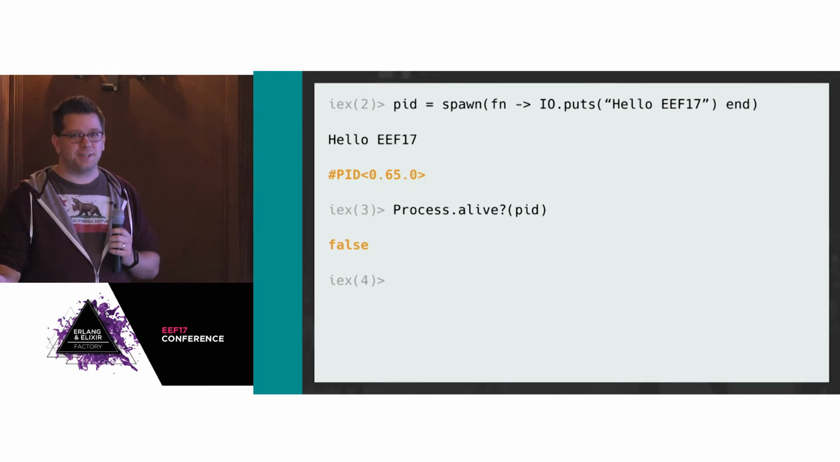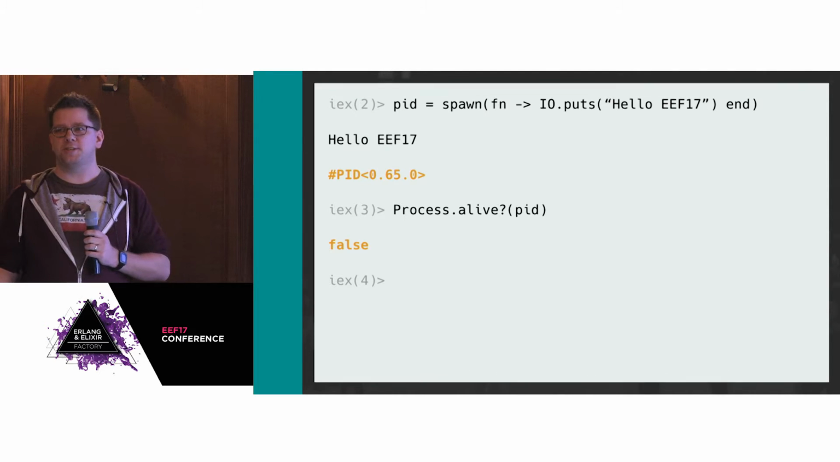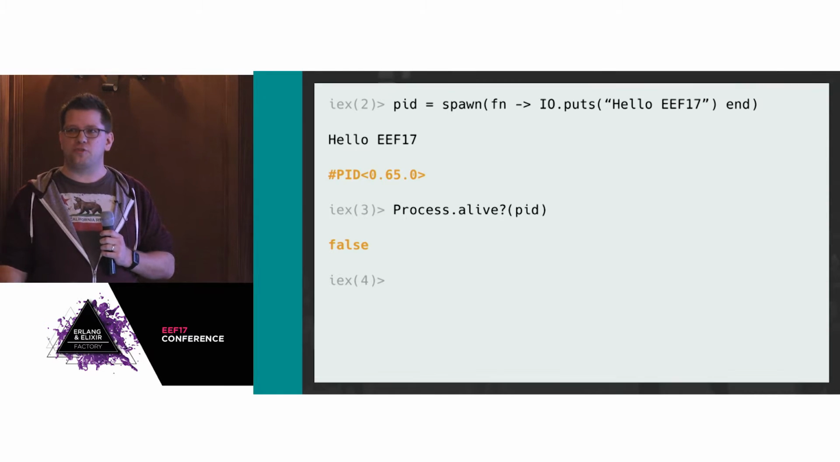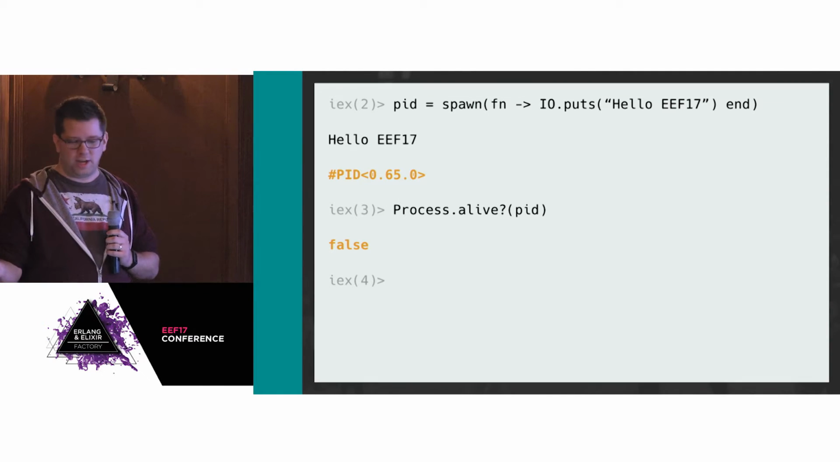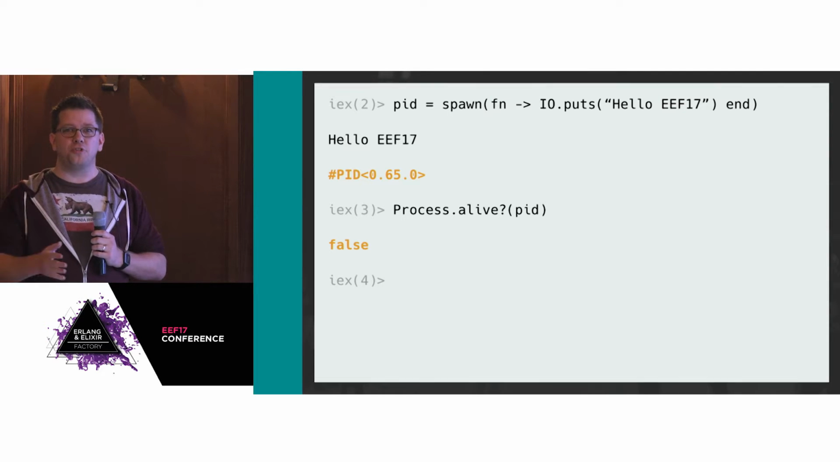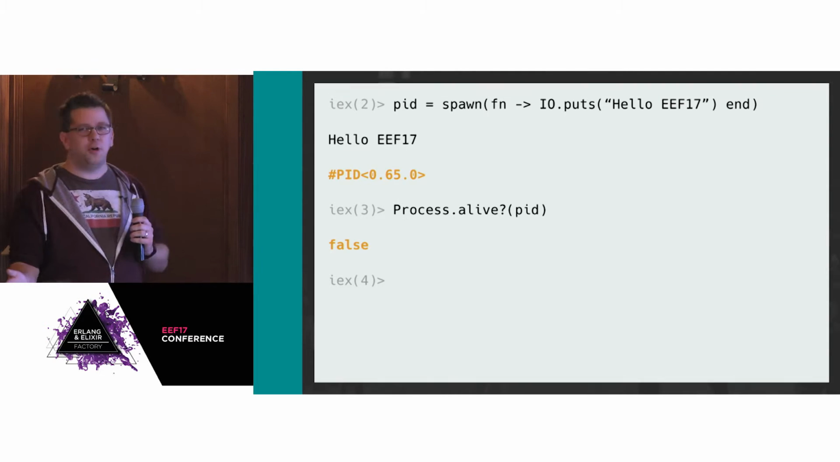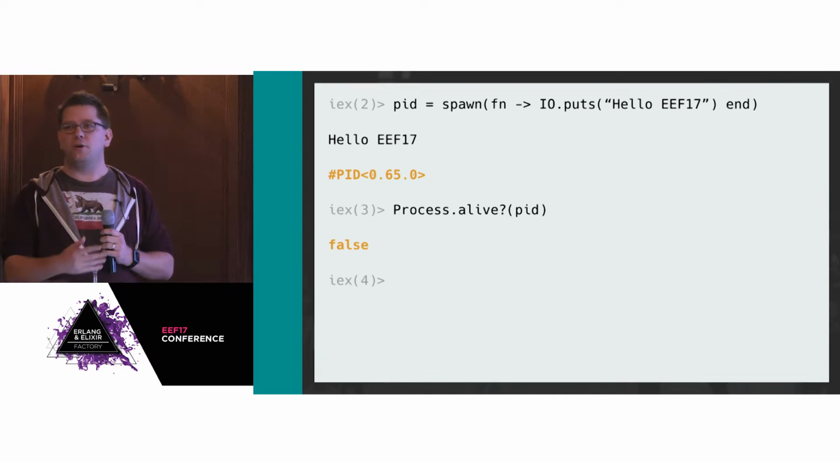What happened to our process? When you spin up a process, it runs the function you give it, and then it immediately just gracefully dies. That's just how processes work. You give it the work to do, it does it, and then it's done. So this is great. Now we know how to do processes. We're going to start throwing them in our application.